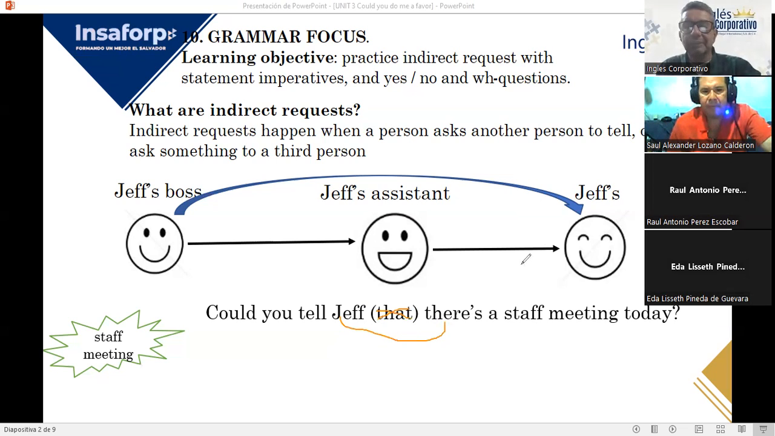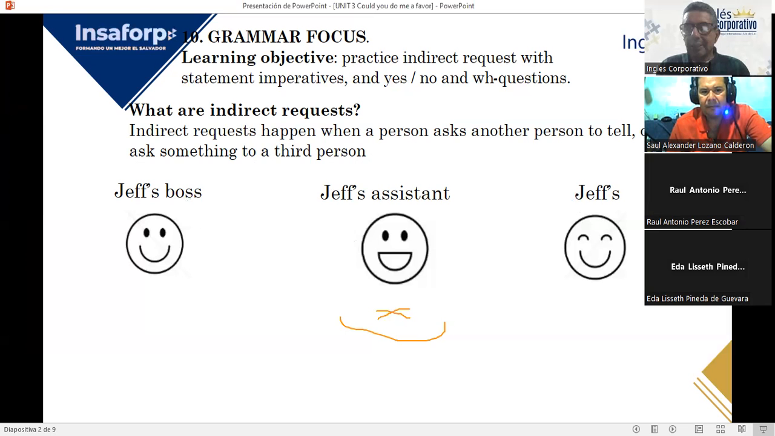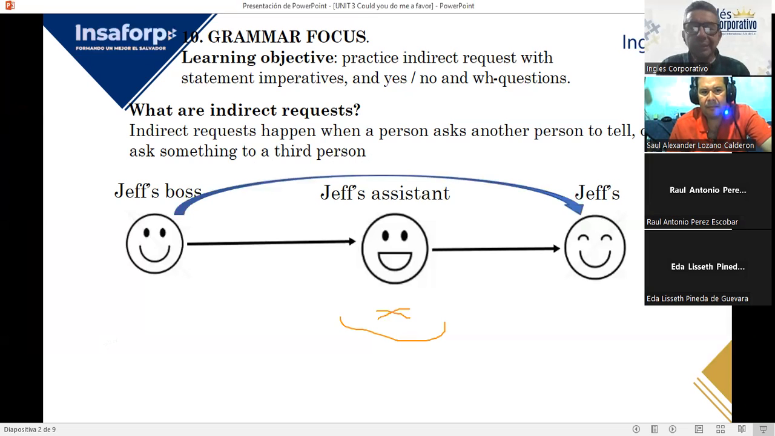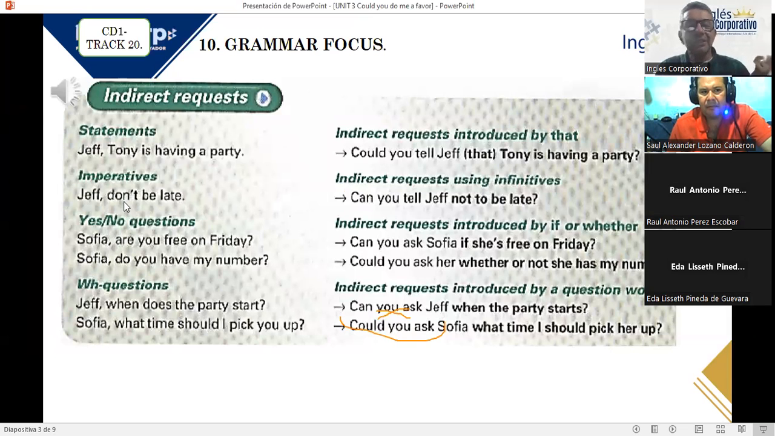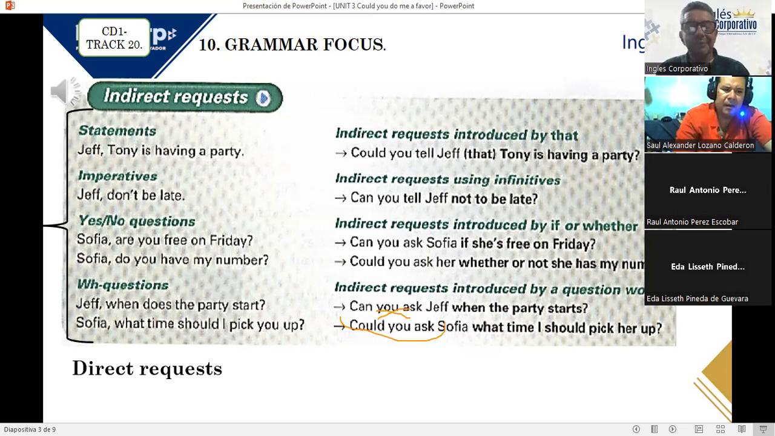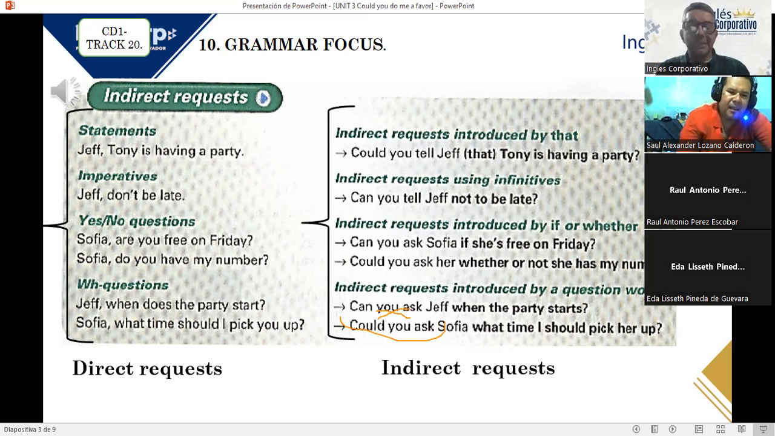Okay, we're just going to listen. Remember that on this side we have direct requests, and on the right side indirect requests. The first one was a direct request, and the second one is indirect. It says, Jeff, Tony's having a party today. So the boss is telling Jeff directly, not his assistant. Let's listen. Page 20, exercise 10, grammar focus.